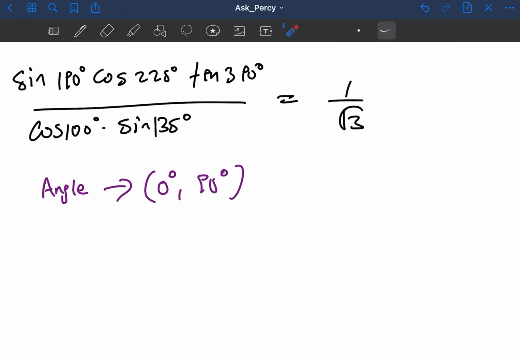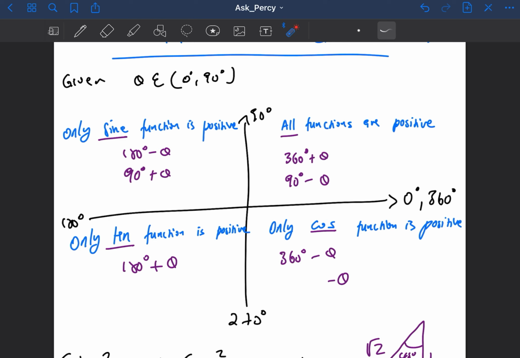And to do that, we're going to use a lot of the CAST diagram, of course. So how do you use a CAST diagram? You ask yourself the following questions. Okay, cool, where is 190 degrees on the CAST diagram? This is a CAST diagram. 190 degrees is between 180 and 270.